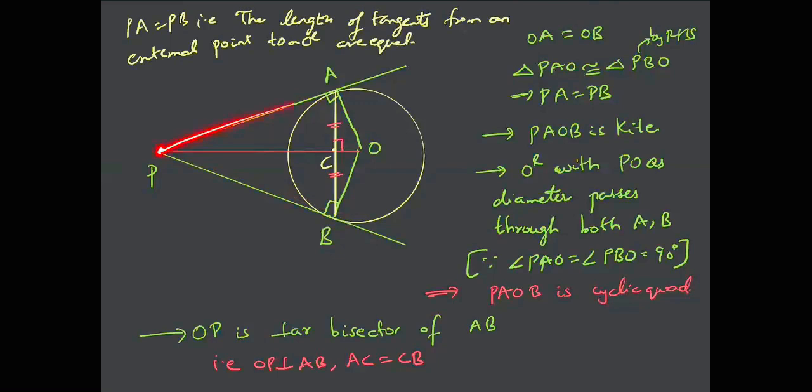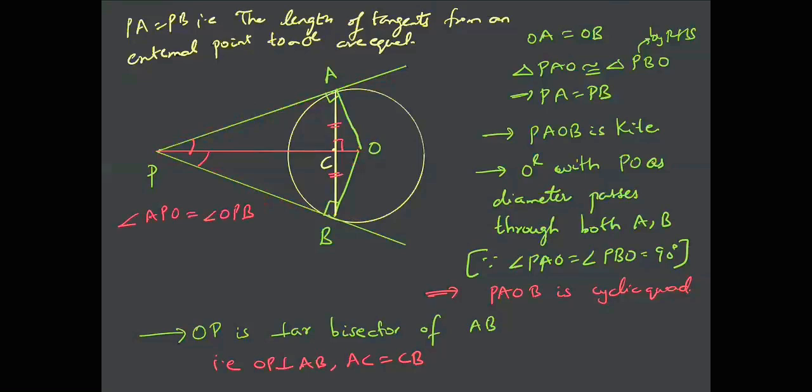So from P, if you draw two tangents, then they will be of equal lengths. That is, PA would be equal to PB. Also notice that these two angles would be equal, because these two are congruent triangles. So I can say that angle APO should be equal to angle OPB, because these two are congruent triangles. And of course, these two angles will also be equal.